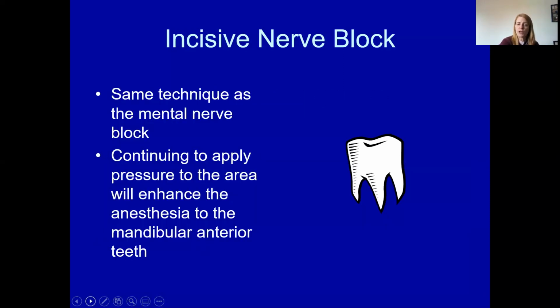The incisive nerve block is the exact same technique, exact same spot, exact same distance of penetration, but we are going to continue to apply pressure to the area, and that will enhance the anesthesia to diffuse through the mental foramen and come in contact with the incisive branch of the inferior alveolar, and it will numb from the premolar to the midline of the mandibular anterior teeth.